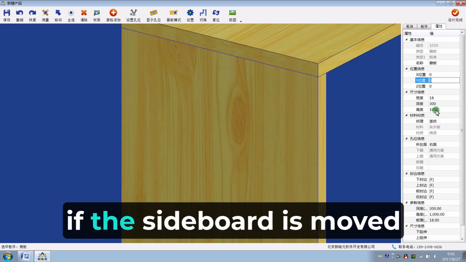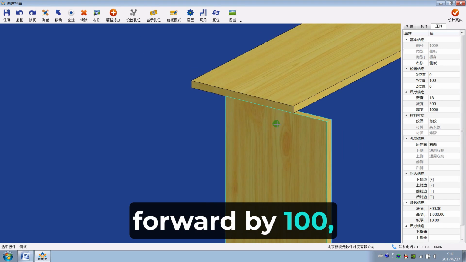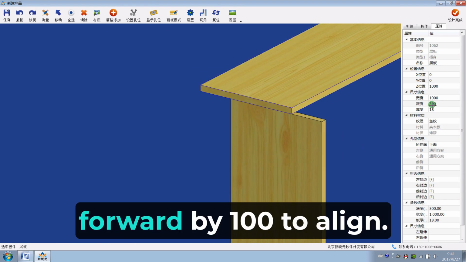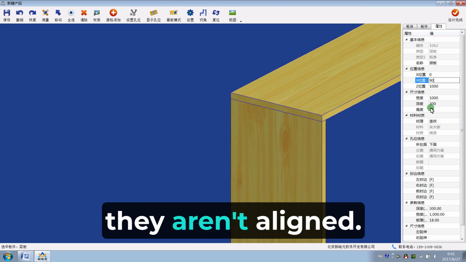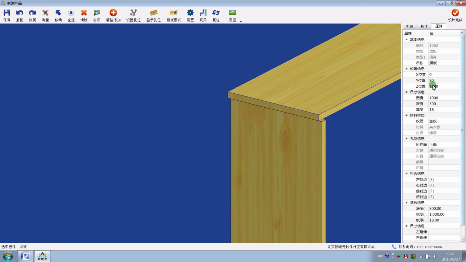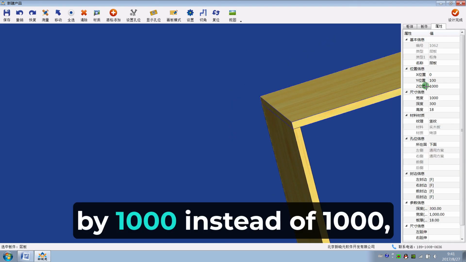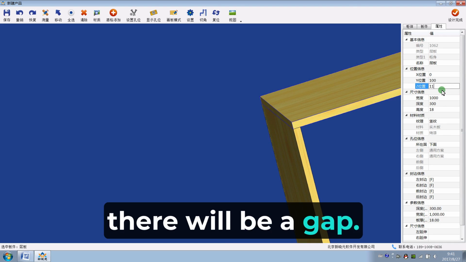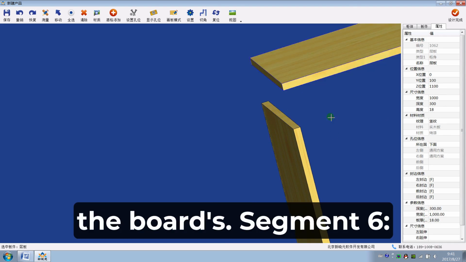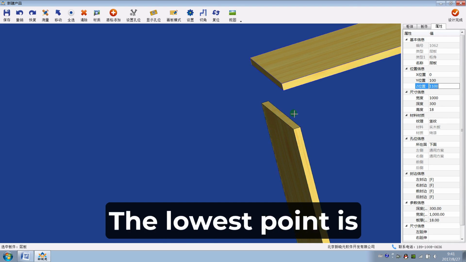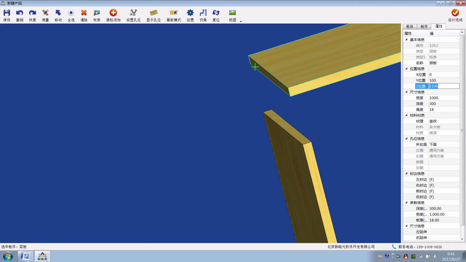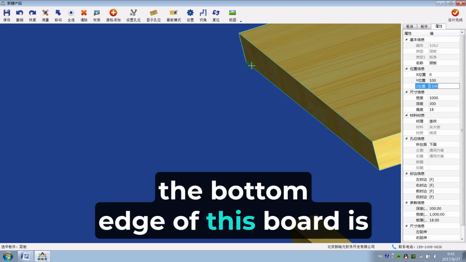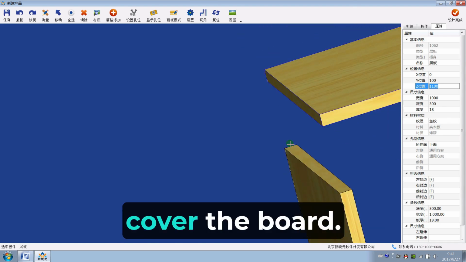For example, if the sideboard is moved forward by 100, the top board must also move forward by 100 to align. If you move 90, it won't work, they aren't aligned. If you raise it by something other than 1000, there will be a gap. So, the board's height is always the board's. The lowest point is a 0 point. So, the bottom edge of this board is raised by 1000 to cover the board.